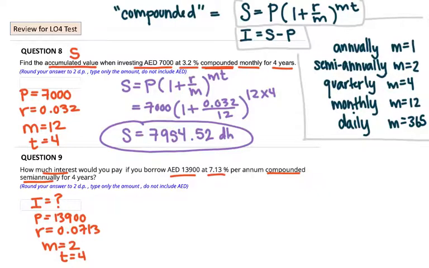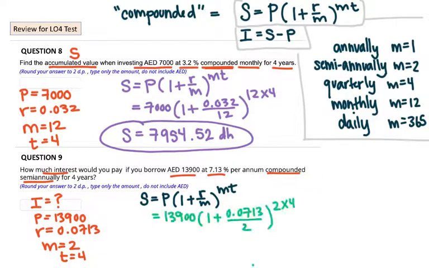So with compound interest, we can't directly find the interest. First, we have to find the future value using the complicated compound interest equation. So we'll plug in our values. So I plugged those in, and I'll get a future value of 18,395. My calculator says 0.808, so I round that to 2 decimal places, 0.81 dirhams.